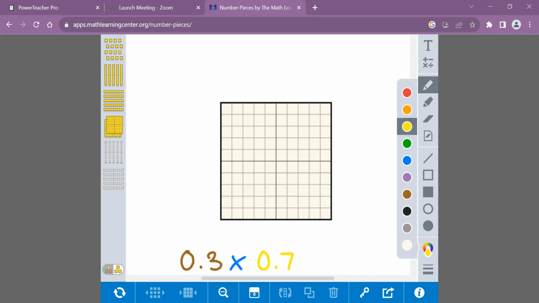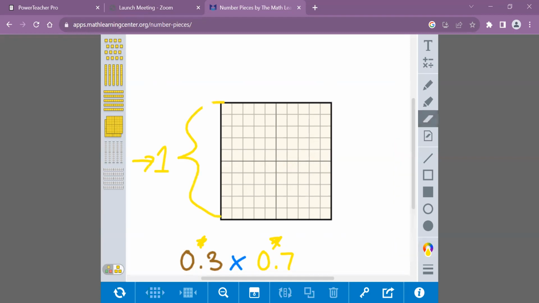So again, remember, this is actually a true array. This would be the concept that I have 3/10 of 1 times 7/10 of 1. And remember, this model over here is 1. This model represents 1. So what we're going to do is shade it so we can see it.